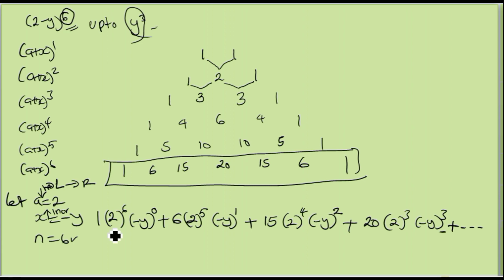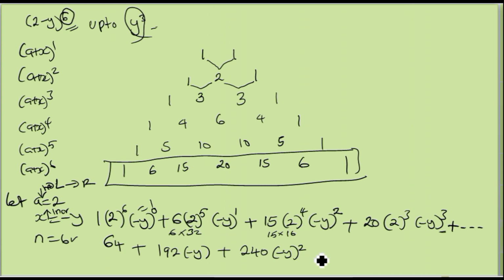Simplifying, we shall have 2 power 6, which is 64, and then negative y power 0 is 1, so here we only have 64. This one is added to 2 power 5, which is 32. 32 multiplied by 6, you shall get 192, then multiply that one by negative y. Add that to 2 raised to the power 4, the same as 16, and 16 multiplied by 15, you shall get 240.